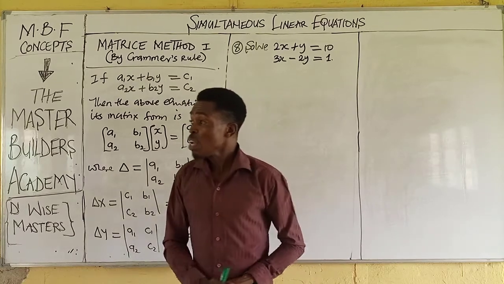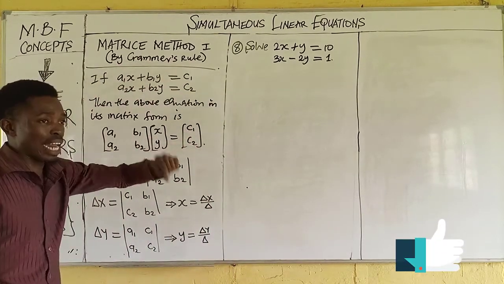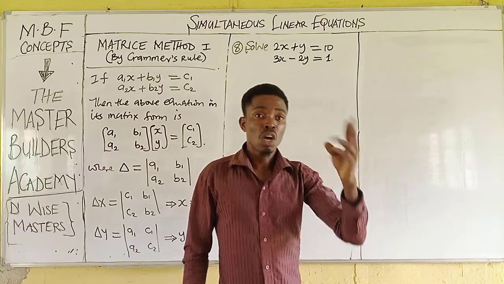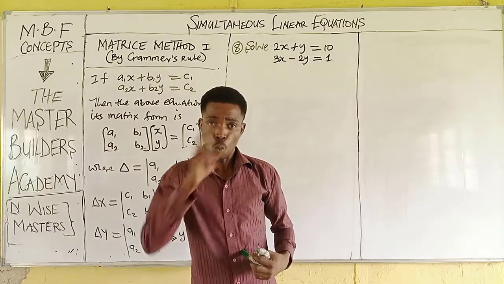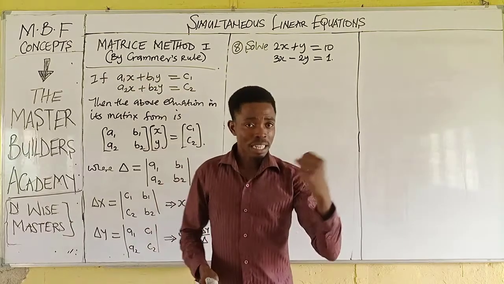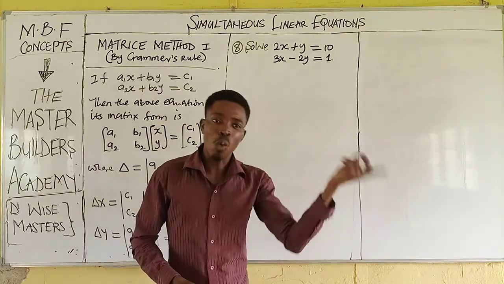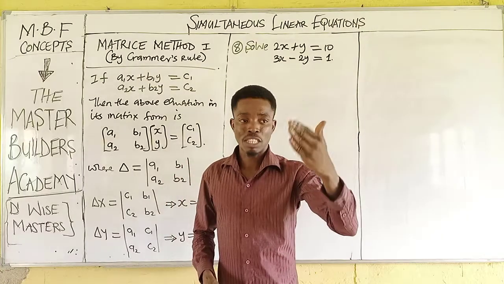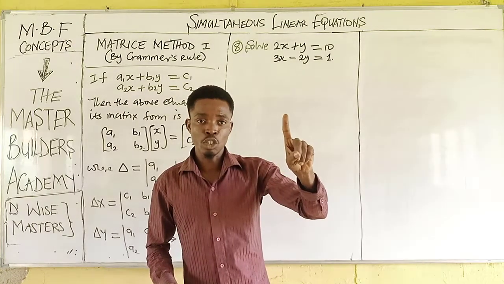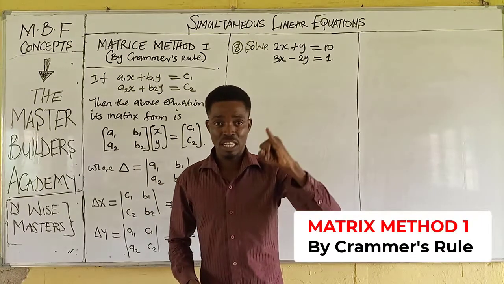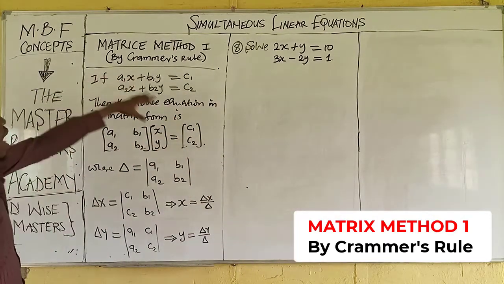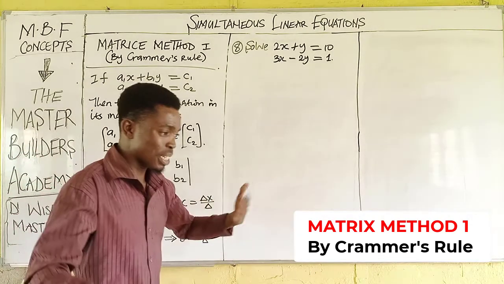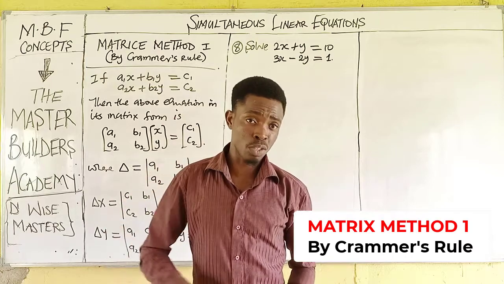Now on the board, we have matrix method 1. When we started earlier, I said that we have basic 4 methods of solving simultaneous equation. We have the substitution method, elimination method 1 and 2, then the graphical method, then matrix method 1 and 2. Originally we have 4: substitution, elimination, graphical, and matrix. But elimination is divided into 2, and matrix also is divided into 2. So now we have matrix method 1, or part 1 of matrix, by Cramer's rule, which is the same thing as the determinant method. So you can call it determinant method or Cramer's rule.